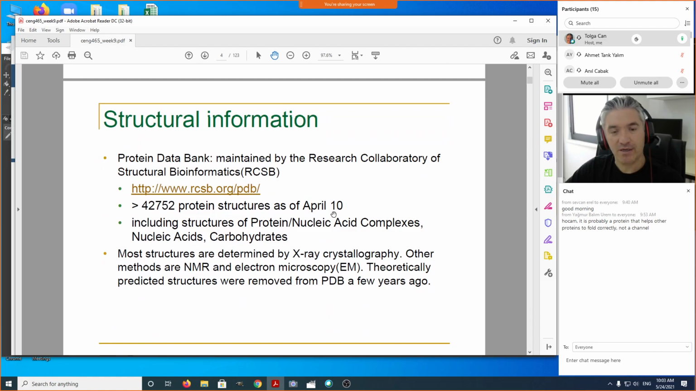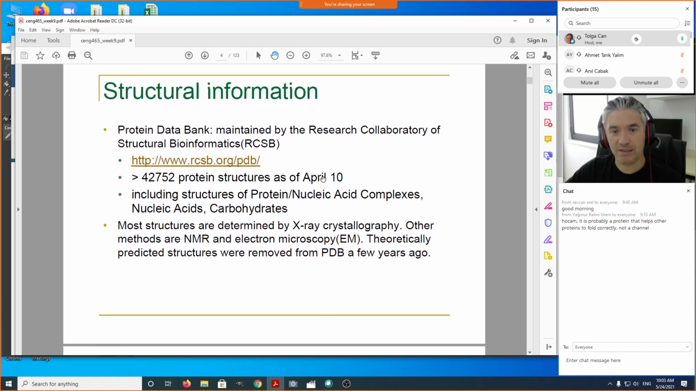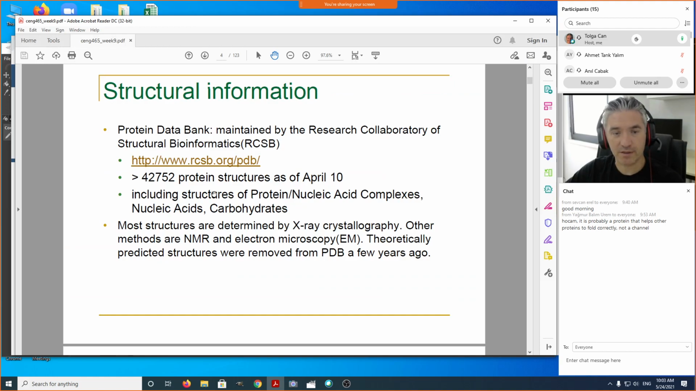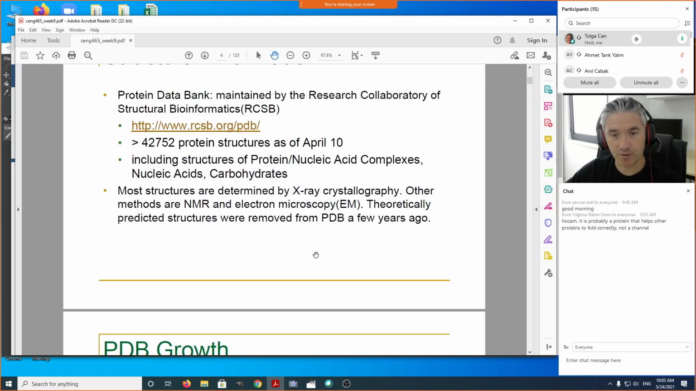As you can see, this slide is old. This April 10 was probably like 4 or 5 years ago. There were like 42,000 structures. Now I remember it's like 170,000. Let's see. Yeah, it's 177,000. So it's increased fourfold in the last 4 years, for example. So it's really increasing rapidly.